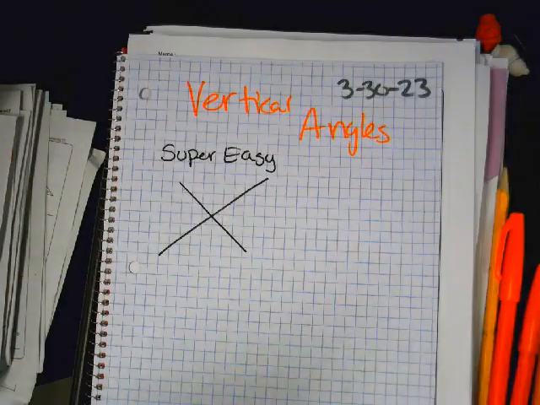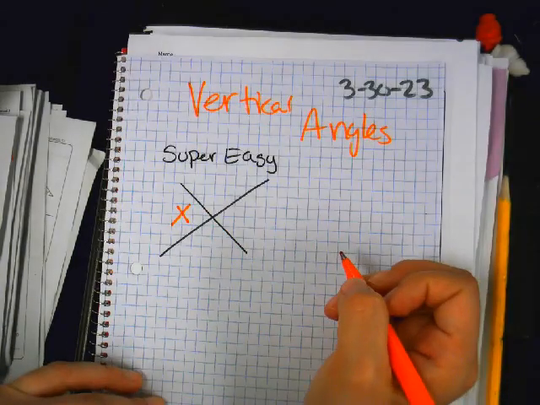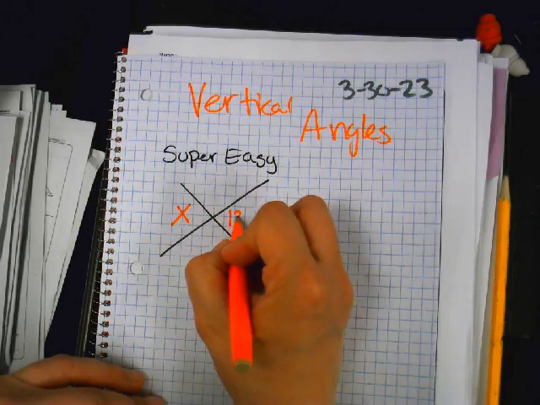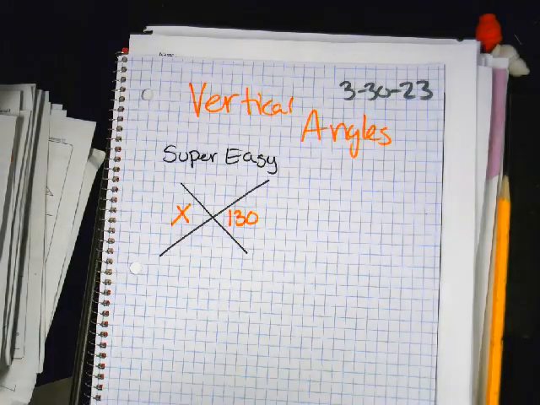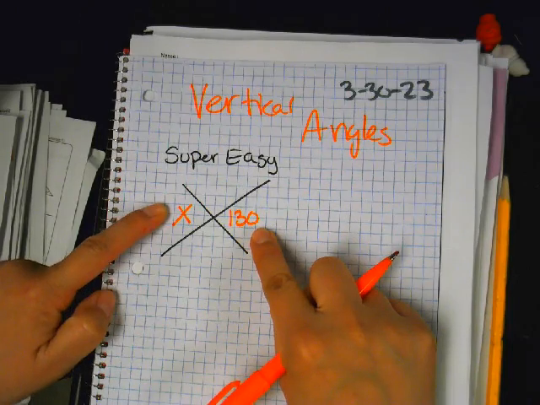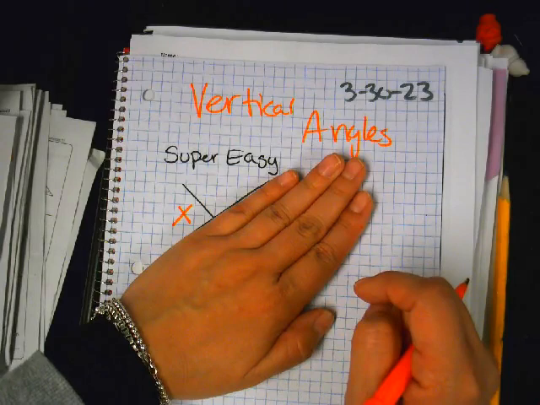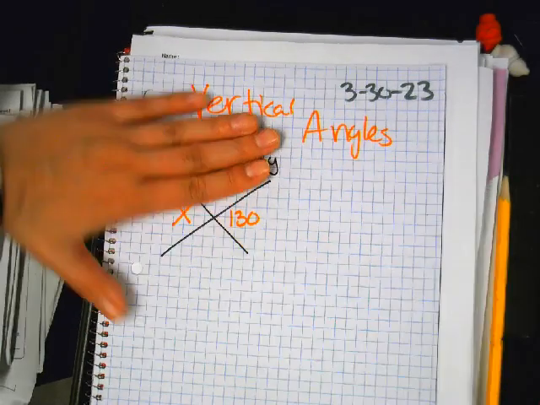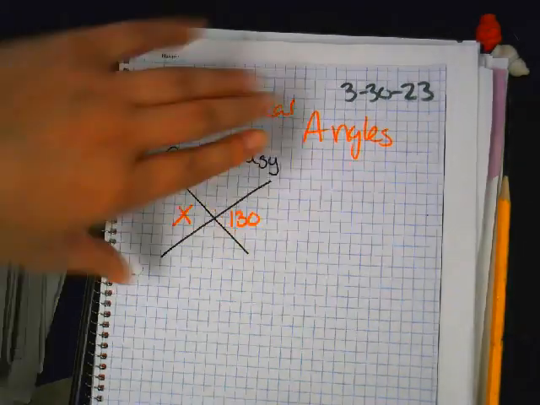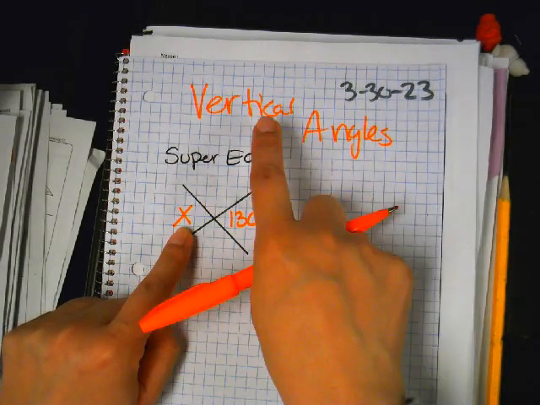So you should be able to tell me if this side is x and this side is 130, what is x equal to? 180. Do these two make a straight line? No. These two make a straight line. These two make a straight line. But do these two make a straight line? No. These angles are called vertical angles.